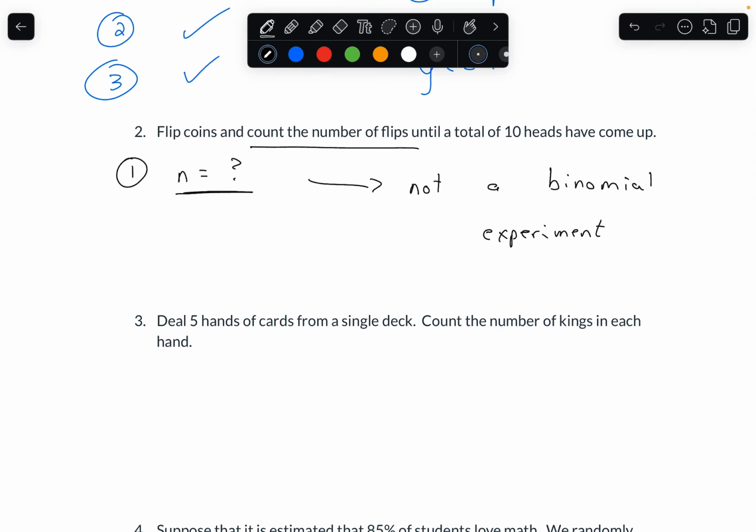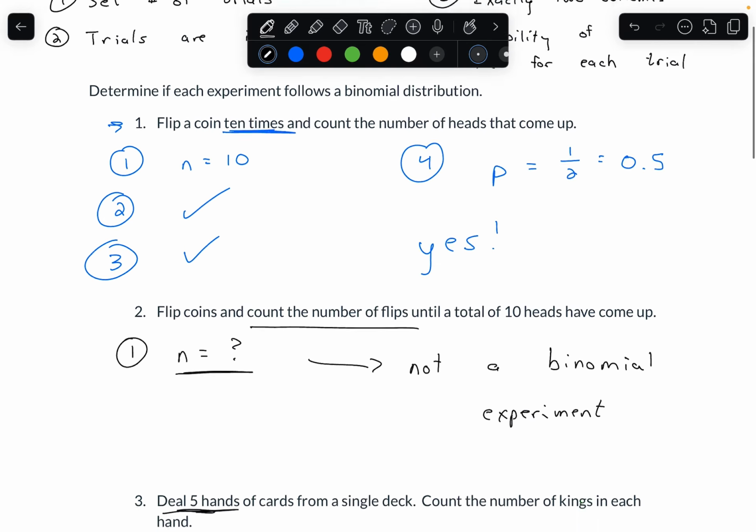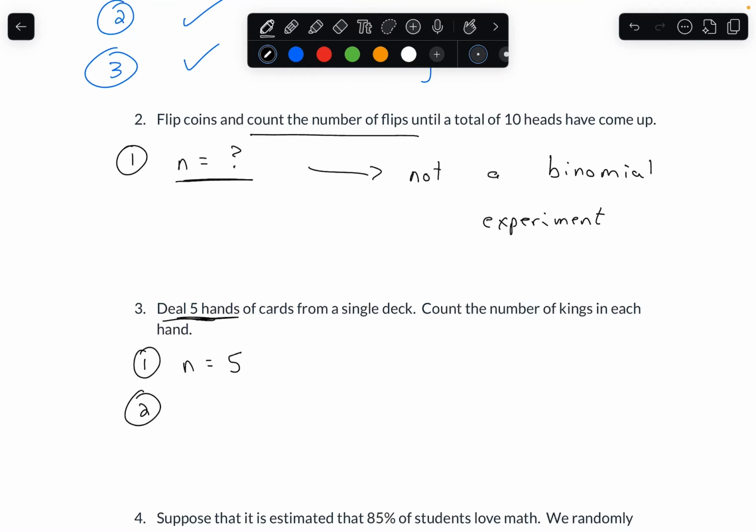Continuing on, number 3 says deal 5 hands of cards from a single deck. Count the number of kings in each hand. So in this case, let's think about this. First of all, do we have a set number of trials? It sure seems like it. We've got 5 hands of cards, so I would assume that n is equal to 5. Number 2, our second condition is that trials are independent of each other. So if one hand has 4 kings, is that going to affect the other hands of cards? Well, in this case, yes, it would.